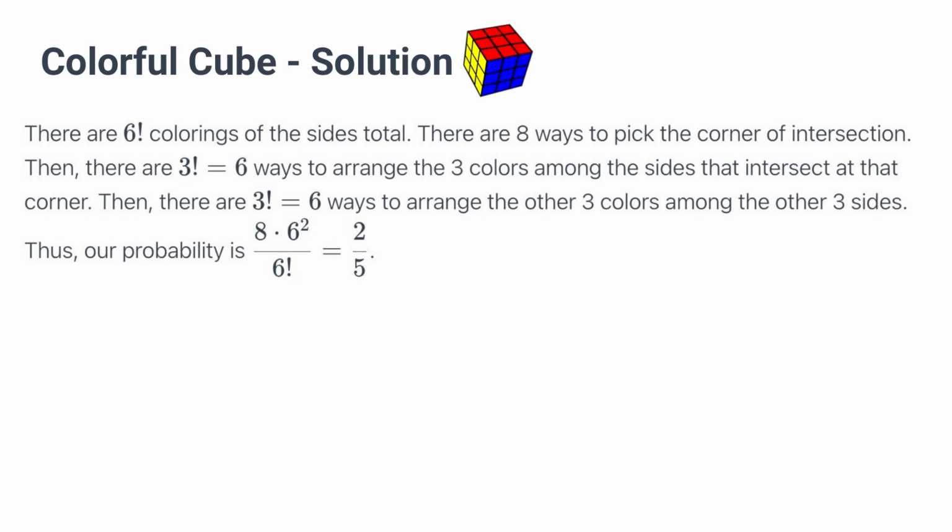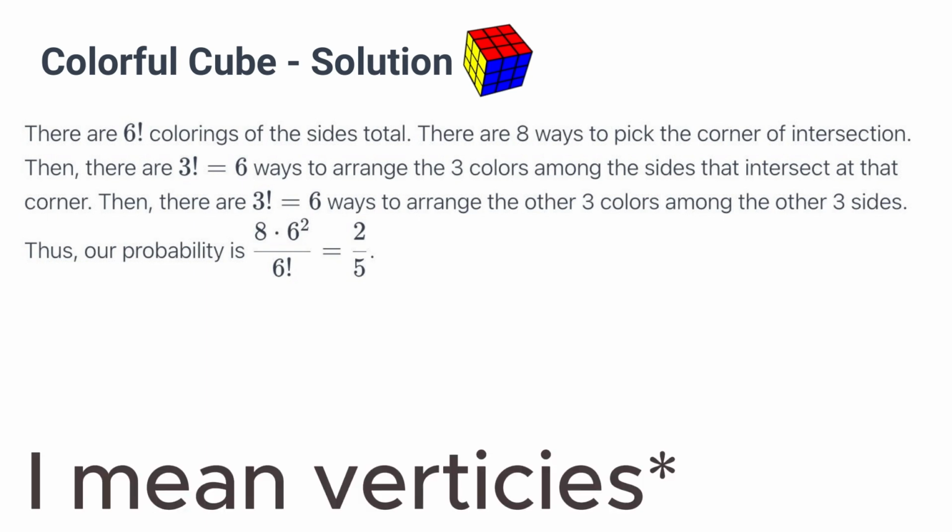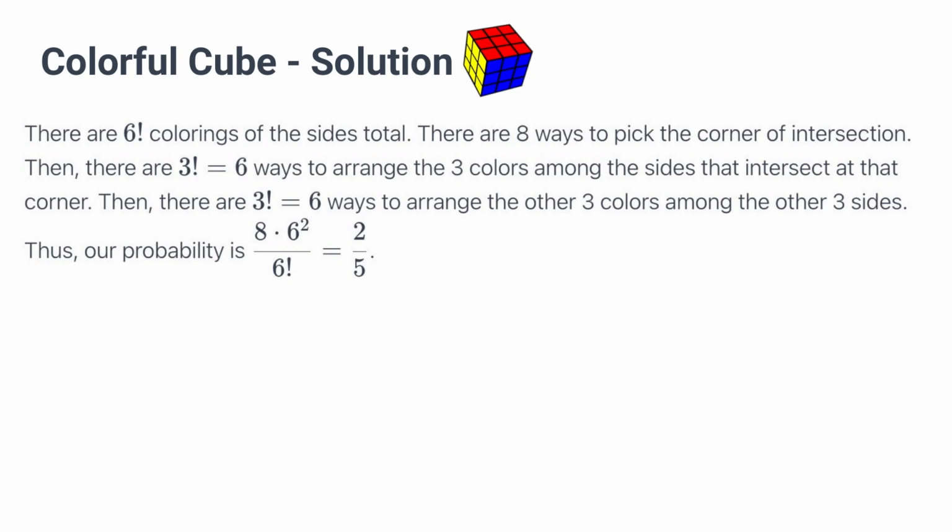Thus, our probability is 8 times 6 squared over 6 factorial. Why? Because there are 8 corners, and 6 comes from 3 factorial. Divide by 6 factorial as the total number of colorings possible. And we get our solution is 2 over 5.